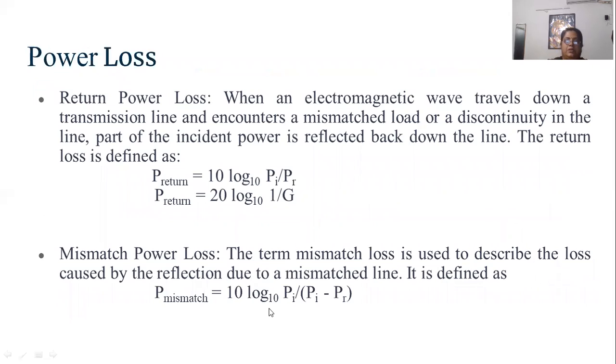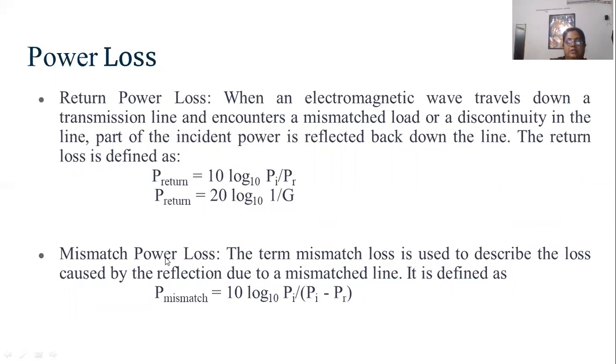Now the power loss. Return power loss. When an electromagnetic wave travels down a transmission line and encounters a mismatched load or a discontinuity in the line, part of the incident power is reflected back down the line. The return loss is termed as power loss and it is given by 10 log 10 Pi upon PR, or equivalently 20 log 10 of 1 upon VSWR.